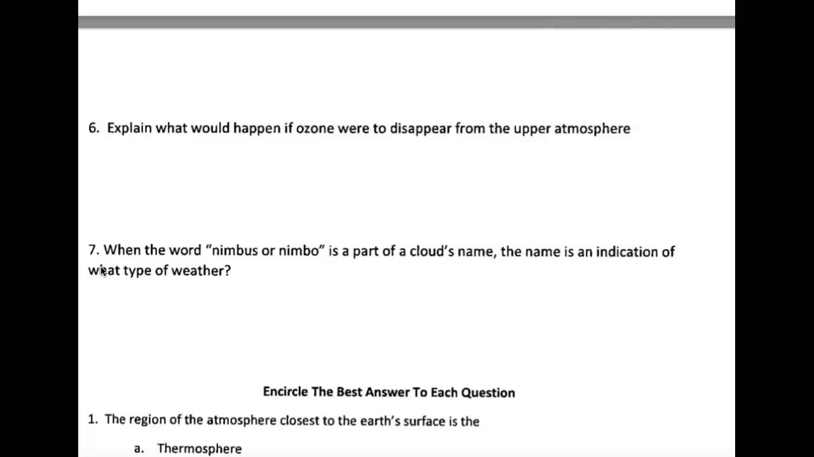Number 7, when the word nimbus or nimbo is part of a cloud name, the name is an indication of what type of cloud. The word nimbus indicates rain, steady rain. So when you have this word in a cloud, the cloud indicates rain.